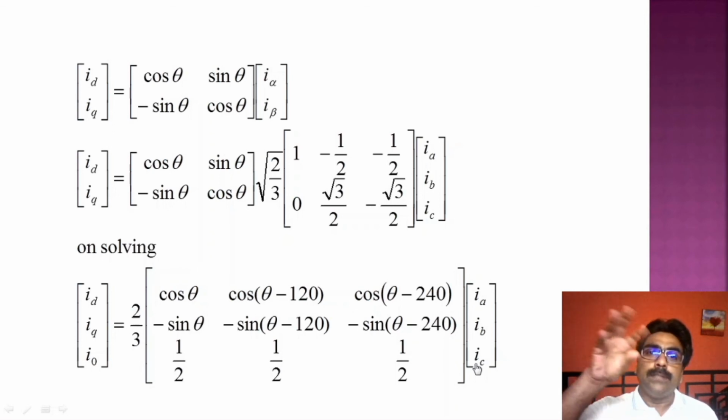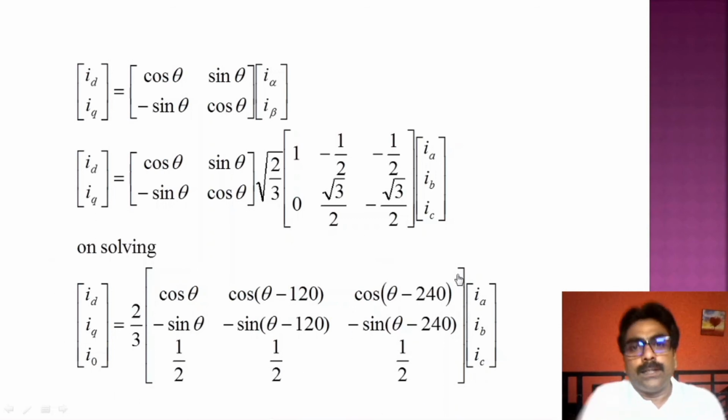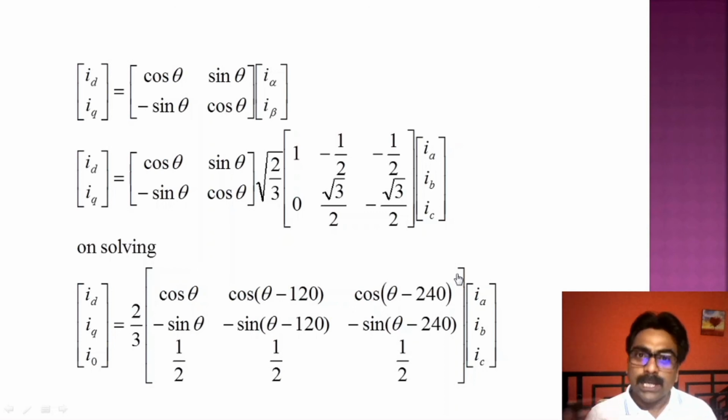Now they are both put together in such a way to get DQ in terms of ABC. That is the final equation you are seeing here. So this is all about the transformation techniques which are used to simplify the three-phase reference frame into a two-phase reference frame for the implementation of better control of induction motor drive.